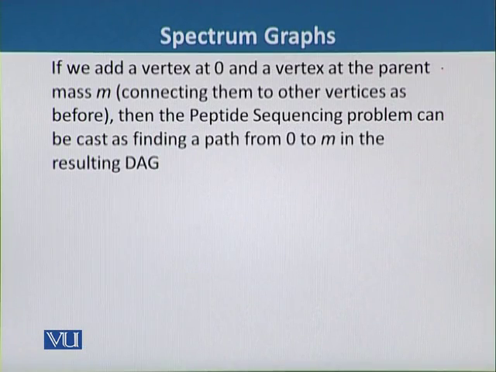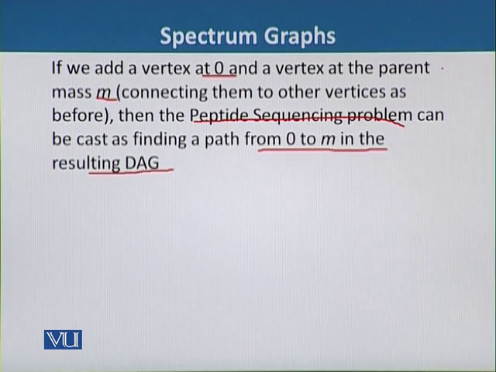So if we add a vertex 0 and a vertex at the parent mass M, connecting them to other vertices as before, then the peptide sequencing problem can be cast as finding a path from 0 to M in the resulting DAG. We have already seen previously that we can plot a path in a directed acyclic graph and find the longest path, and the longest path will be the best path in this case.